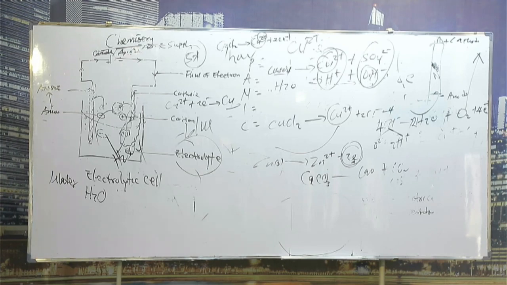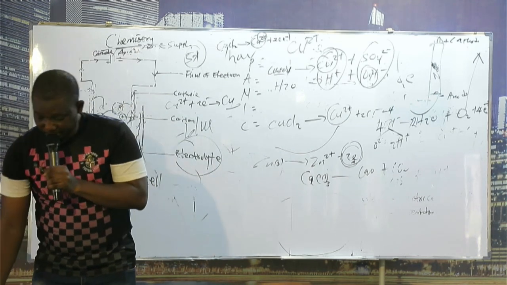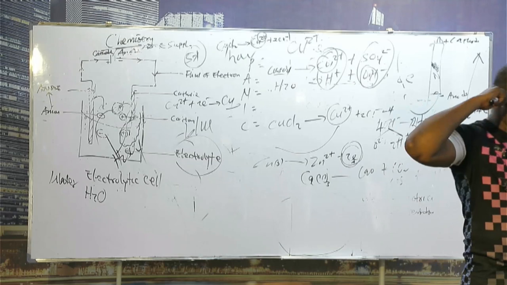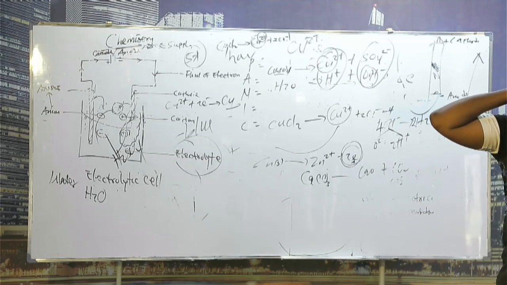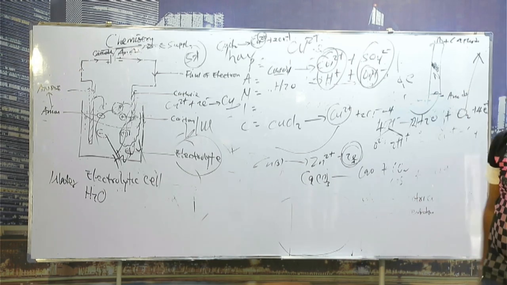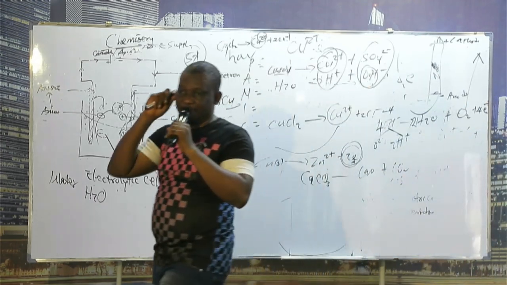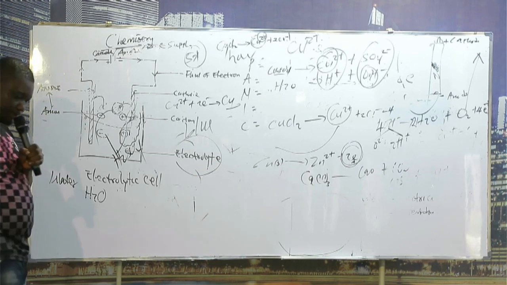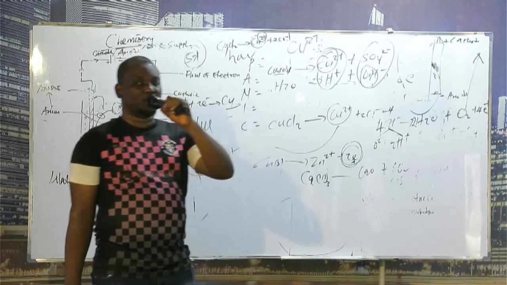Case one. Electrolysis of copper(II) tetraoxosulphate(VI), CuSO4. If you don't understand the formula later, please write the full name. Electrolysis of copper(II) tetraoxosulphate(VI) using inert electrode. I will still explain that inert, but not today.